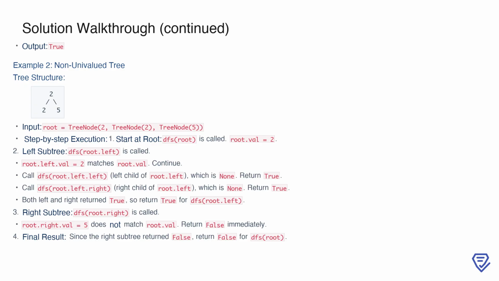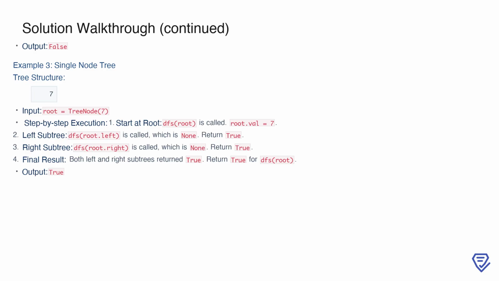However, when the function moves to the right subtree, it finds that the right child has a value of 5, which does not match the root's value of 2. This mismatch causes the DFS function to immediately return false for the right subtree. Since the right subtree is not valid, the entire tree is not univalued, and the function outputs false.